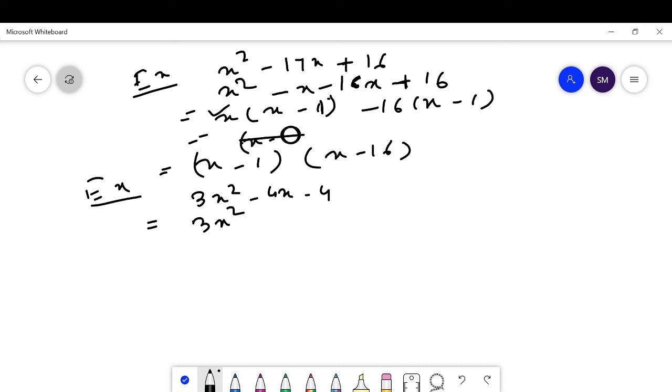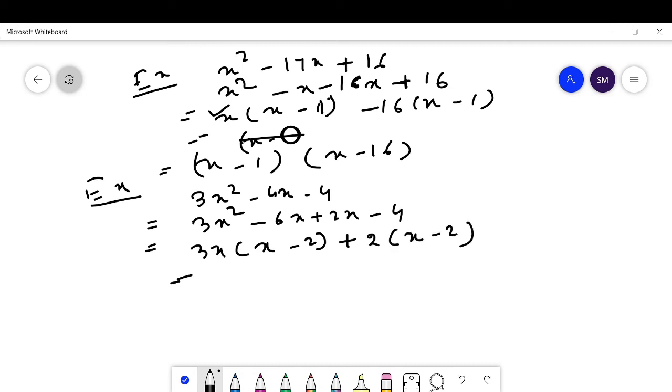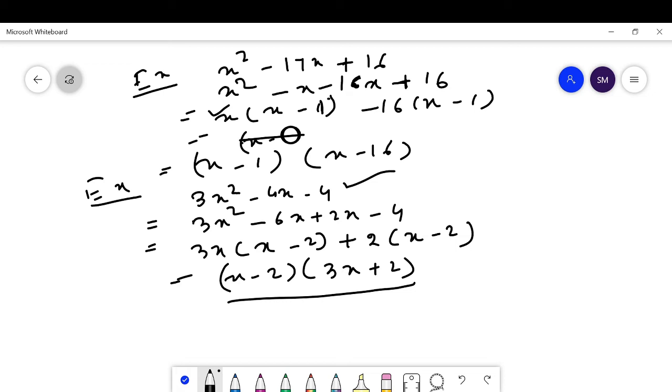3x square minus 4x can be split into minus 6x plus 2x minus 4. Then from 3x square minus 6x, taking 3x common, here only x is left and here minus 2. From plus 2x minus 4, taking 2 common, here only x is left, here minus 2. x minus 2 is the common factor taking common, 3x plus 2. x minus 2 into 3x plus 2 is the factorization form of the given algebraic expression.